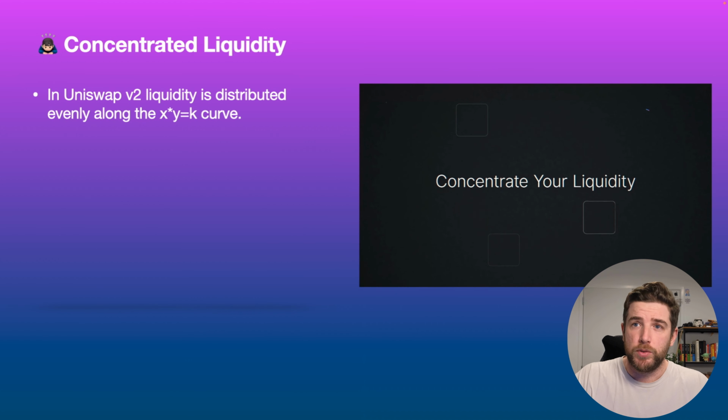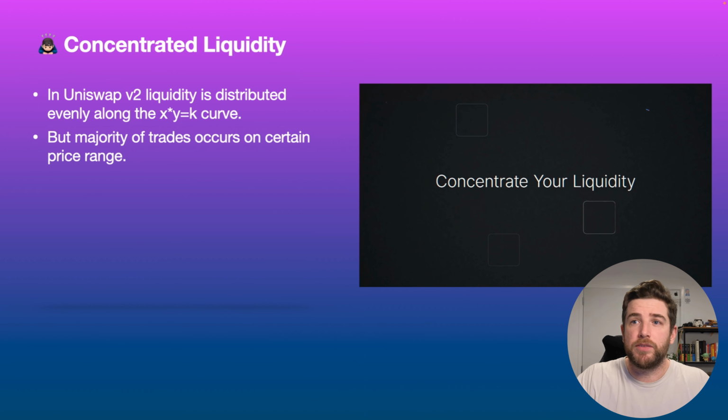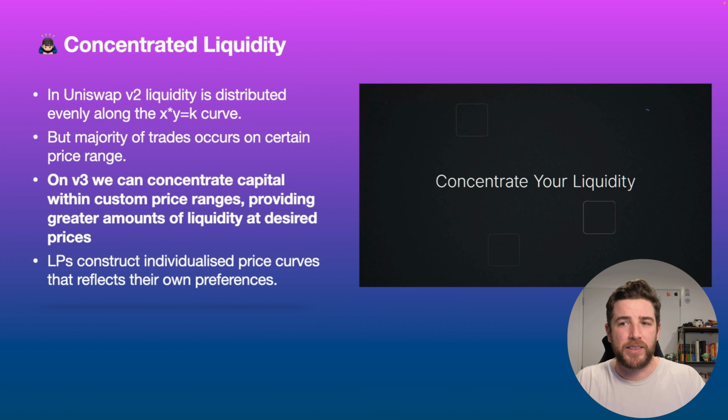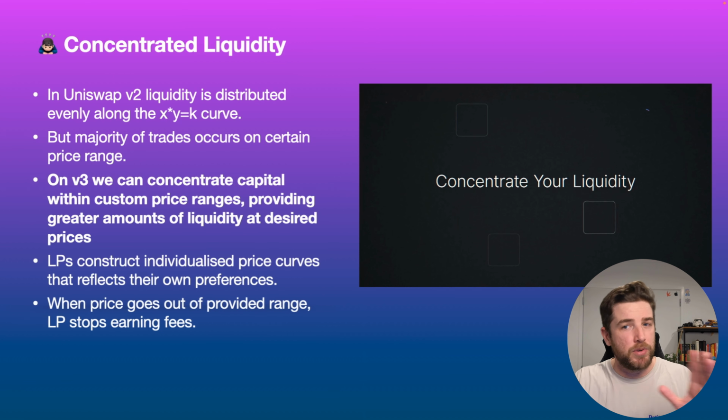In Uniswap V2, liquidity is distributed evenly along the price curve, but the majority of trades occur in a certain price range. On V3, and this is the main idea, we can concentrate capital within custom price ranges, providing greater amounts of liquidity at desired prices. LPs construct individualized price curves that reflect their own preferences. And when the price goes out of the provided range, the liquidity providers stop earning fees.